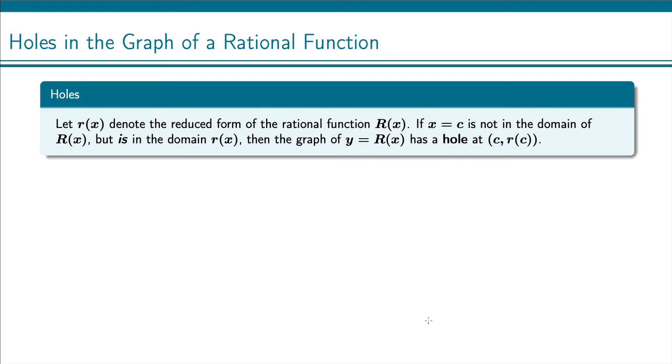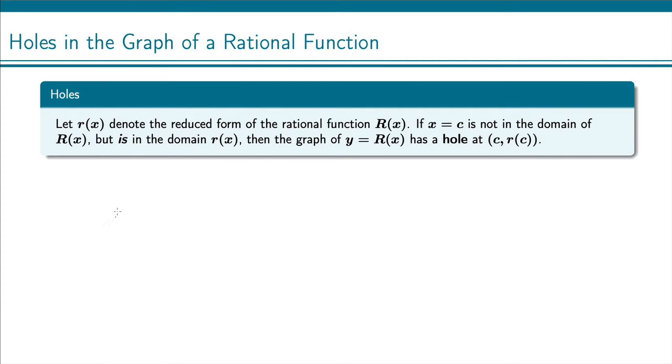So to find holes in a rational function, what we need to look at is the reduced form of the function. We're going to let this lowercase r denote the reduced form of the rational function, capital R, and we compare the domains of these. If x equals c is not in the domain of the original function, but it is in the domain of the reduced form, then the graph of capital R of x has a hole. And that hole is at x equals c, and the y value is what we get when we plug c into the reduced form.